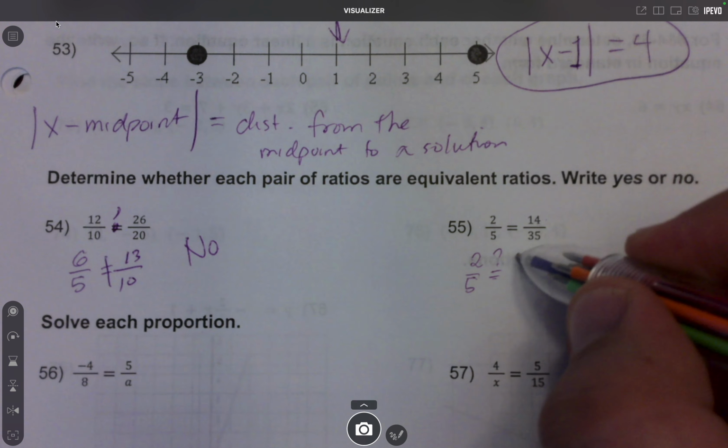So we'll follow the same process on 57. 5 times x is 5x. 4 times 15 is 60. Divide both sides by 5. Get x equals 12. 58, t times 42 equals 6 times 7, which is also 42. So we get t is equal to 1.